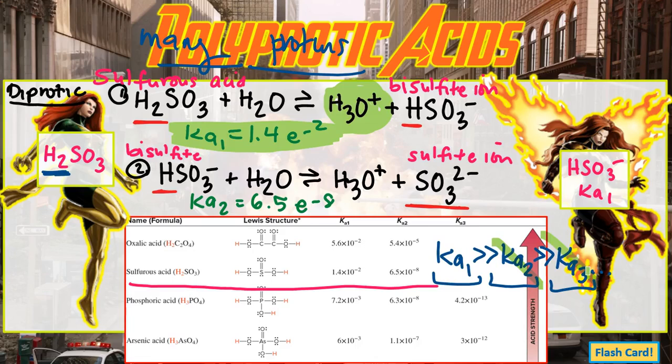Okay? Now, if you have to go and figure out Ka2, you would still use the Ka2 expression, and you can go ahead and calculate and solve just like anything else. When we're talking about RICE tables, we're focused on our Ka1 value mainly.